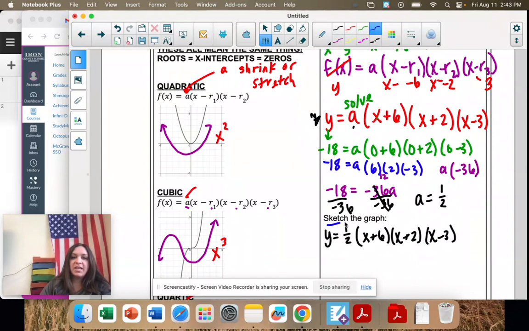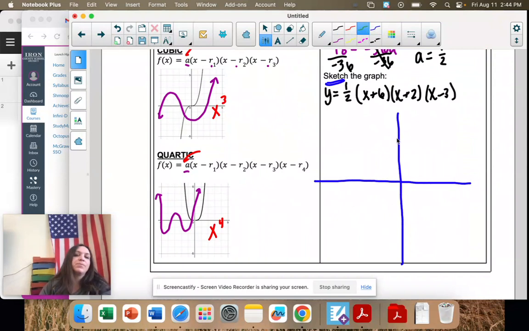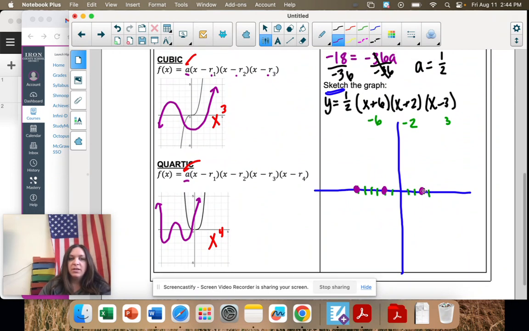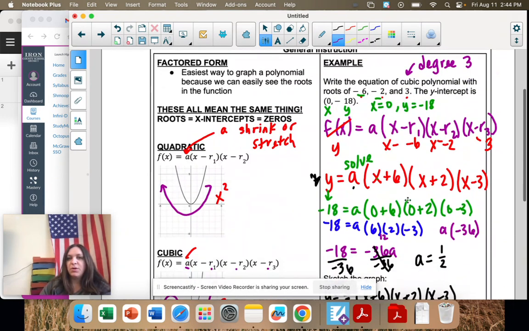We're just going to do a rough sketch of the graph. It's not going to be totally exact, but we know enough that we can get an idea of what this graph looks like. So we know our roots are at -6, -2, and +3. Those are our intercepts. Remember, interchangeable. I'm going to say roots, I'm going to say intercepts, I'm going to say zeros. I don't say zeros as much, but they all mean the same. So we're crossing at -6, -2, and +3.